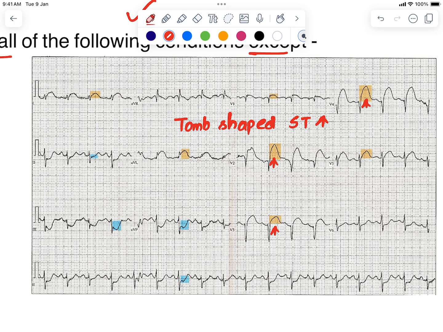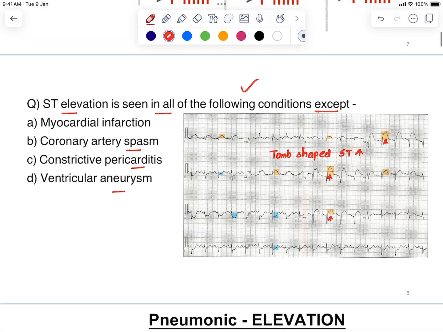Now what are the conditions where you have the tomb shaped ST segment elevation? You have that in case of the ventricular aneurysm, and this ventricular aneurysm, it is secondary to the anterior wall MI. Right, secondary to anterior wall MI, there can be a tomb shaped ST segment elevation.